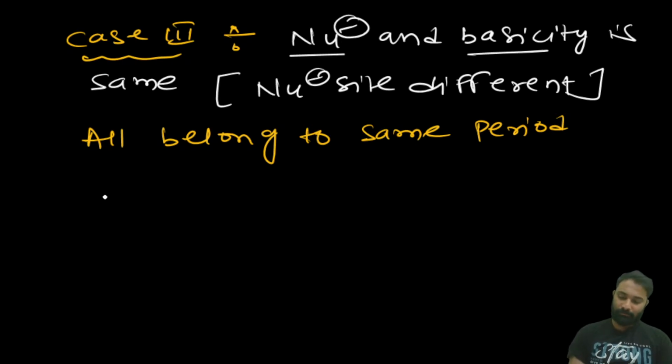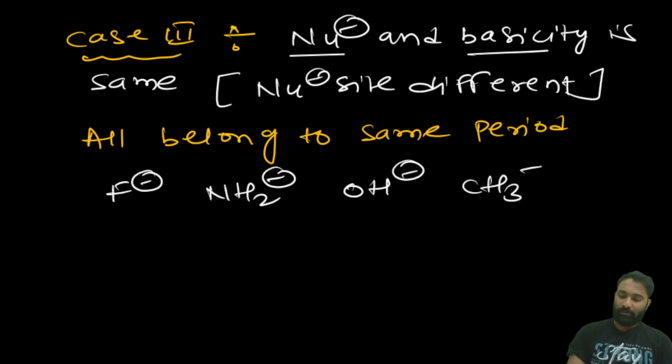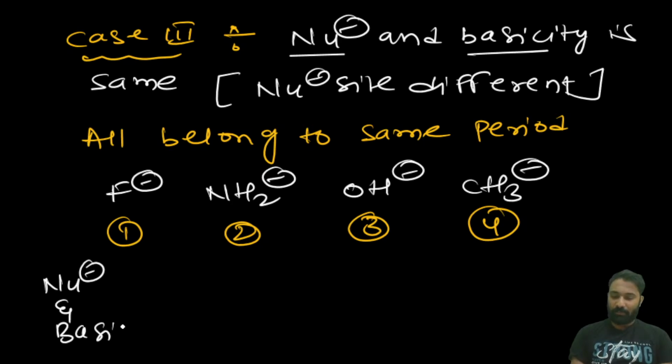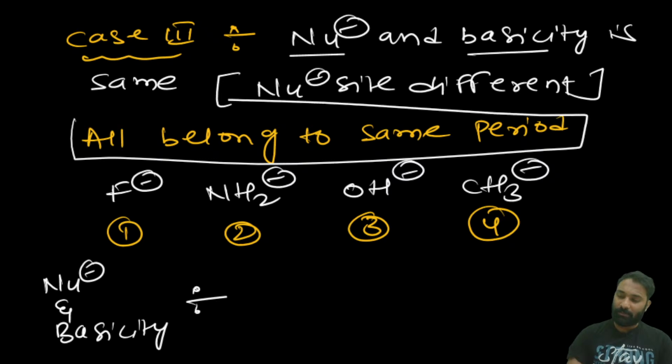Suppose they have given F minus, NH2 minus, OH minus, and CH3 minus. Among 1, 2, 3, 4, what is the nucleophilicity order and the basic strength order? The nucleophilicity order and the basicity order will be the same when the nucleophilicity site is different but all belong to the same period, because fluorine, nitrogen, oxygen and carbon all belong to the same period, right?